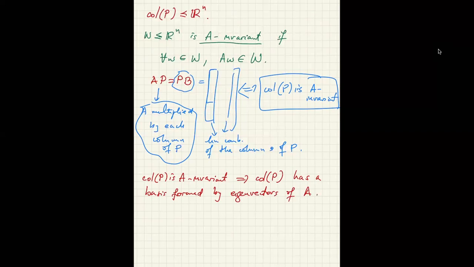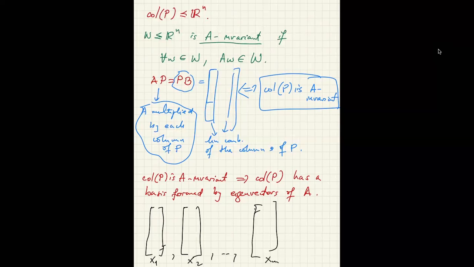Now, if you look at the column space of P, this column space is spanned by the characteristic vectors of these subsets x1, x2, all the way to xm. So I just pick up each column individually.